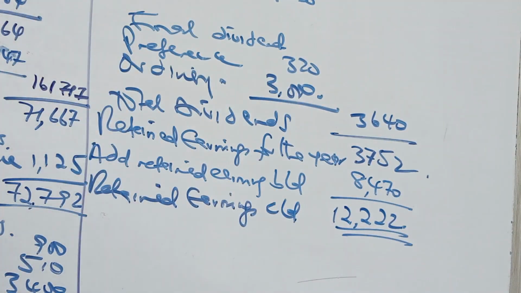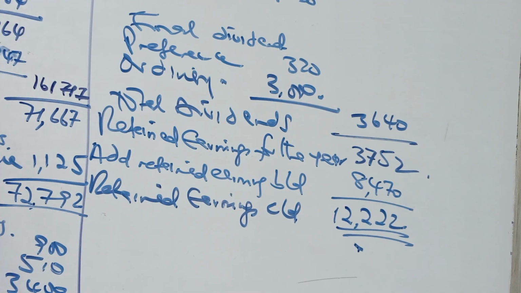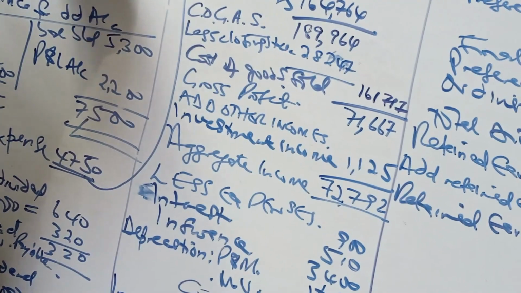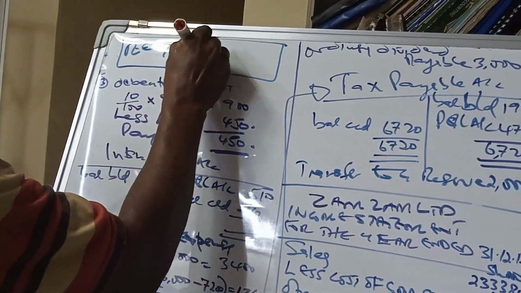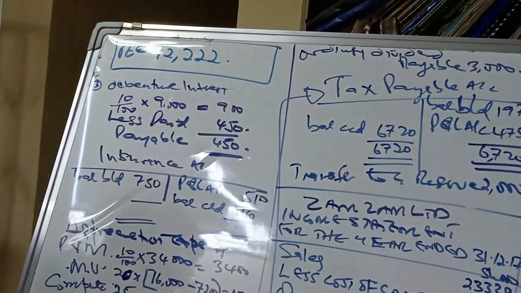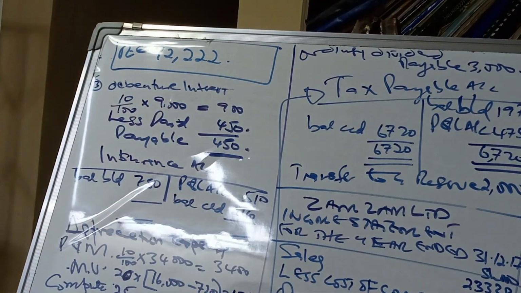The retained earnings carried down at the end of the year is what we take to the balance sheet. And therefore we keep it somewhere we cannot lose it. 12,222 retained earnings. So we prepare the balance sheet.